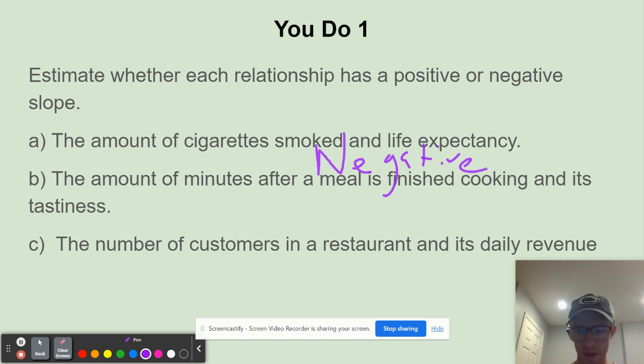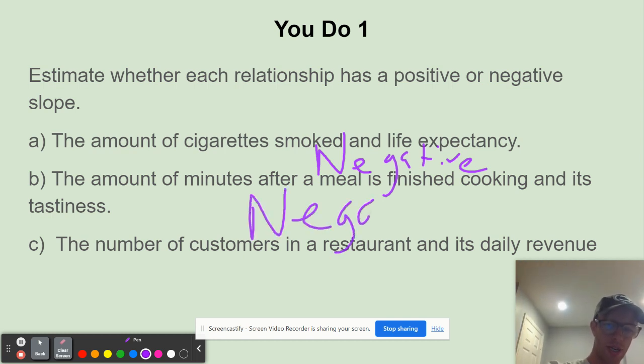So I finish cooking a meal, I let it sit, I let it sit, I let it sit. The amount of time that is going by is going up. What's happening to that tastiness if I let my chicken sit out for 2 weeks? It's going down, right? So this is also a negative relationship.